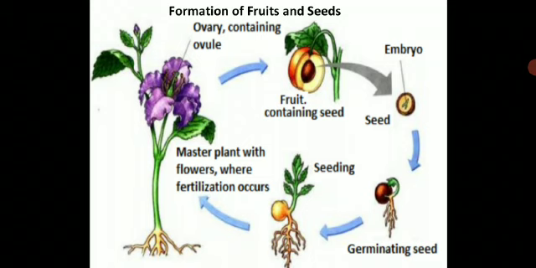Formation of fruits and seeds: just have a look at this diagram. You can go through this for your knowledge. Here you have an ovary containing ovule. You have a mature plant with flowers where fertilization occurs. First you can start from the seed. Here inside you see the embryo. Then that will germinate, which is called seedling. Then a mature plant will grow with flowers where fertilization occurs. Then again it will have an ovary containing ovule, and then it will have fruits containing seeds.